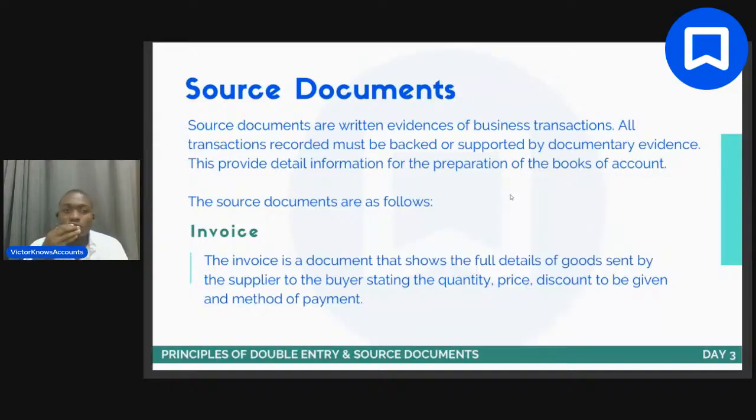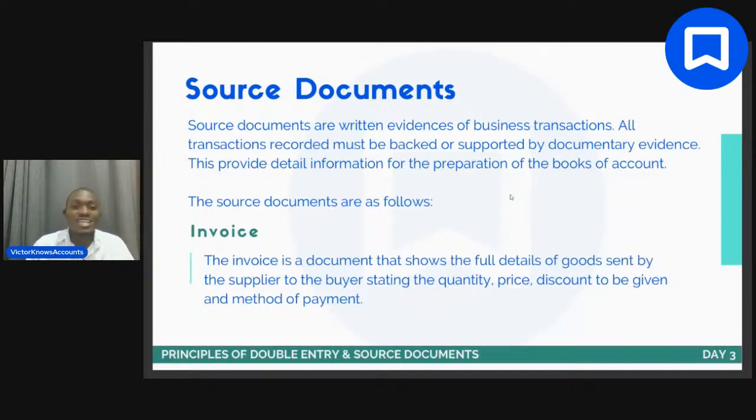Now, an example of a source document is a receipt. Let's assume that I sent money to you. My bank will send me a receipt. They will issue a receipt to me, and they will also issue a receipt to you. Now, you cannot deny that I sent you money. Why? Because I have a receipt that was generated by my bank to show that I actually sent you money. So that's an example of a source document.